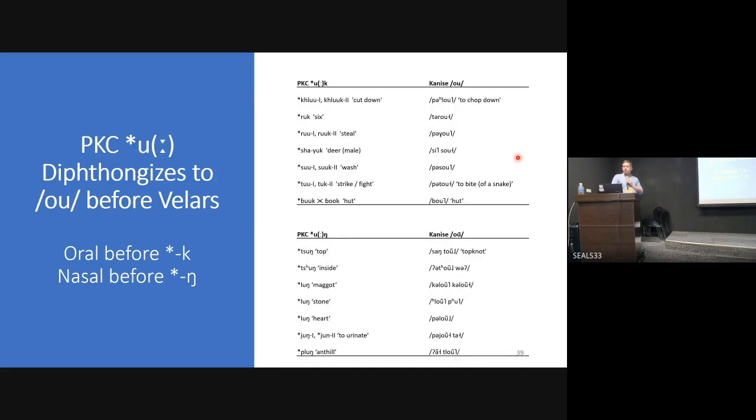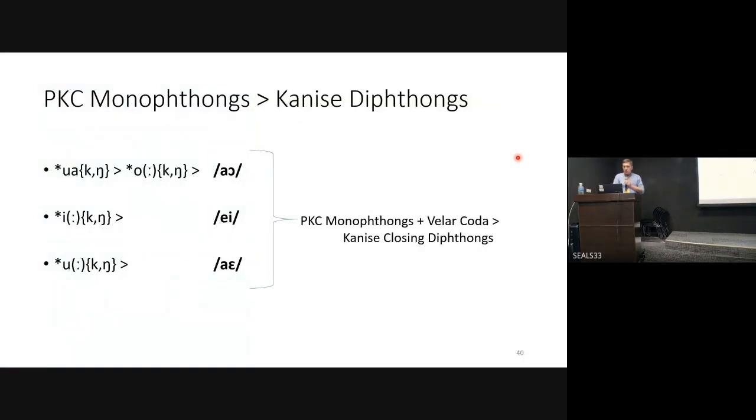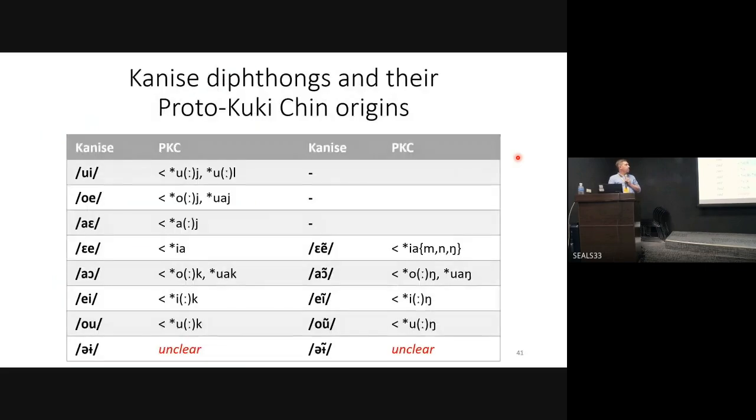And for U before velars, it's a symmetrical pattern, where, as with O, the diphthongization was triggered by these velar codas. So those are nice and symmetrical, and we see a clear effect of the historical velar place of articulation in birthing some of these new diphthongs in Kanise.